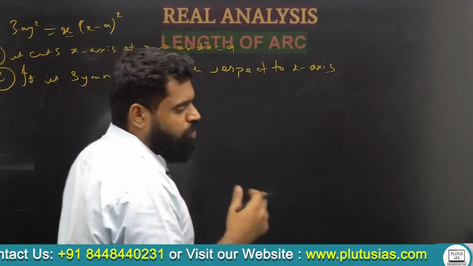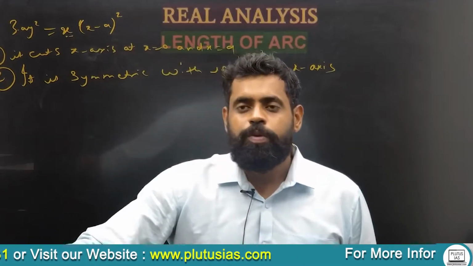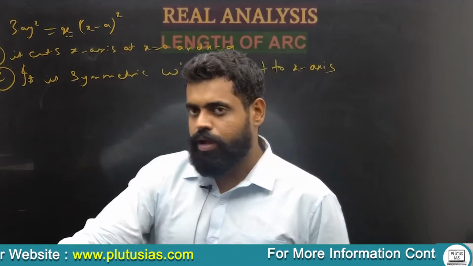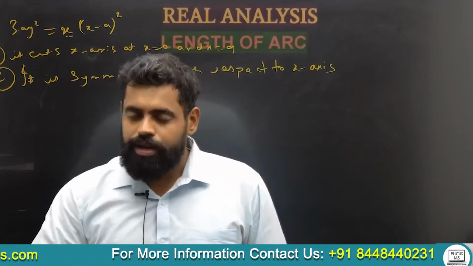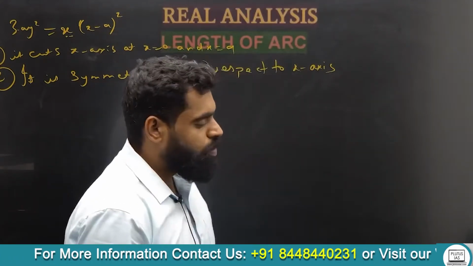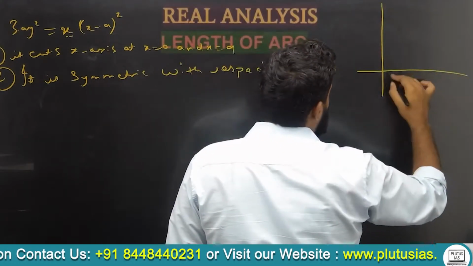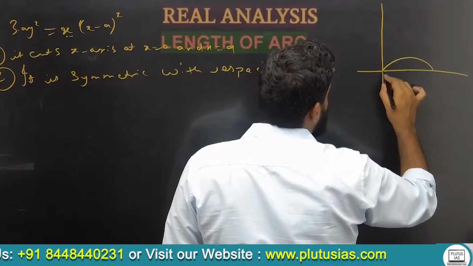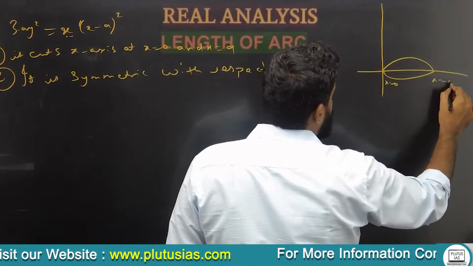Okay, so I don't care about what would be the asymptotes or what would be its feasible region. That's none of our concern. Or if it is concave upward or concave downward, that's none of our concern. We need to calculate the length of the arc. So we clearly know it will form at least one loop like this, at x equal to 0 and at x equal to a.